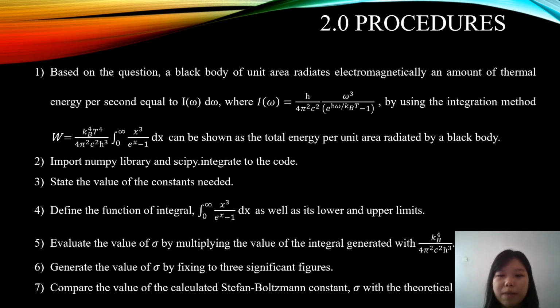We are to use the method of integration to prove that the work done in this thermal radiation is equal to k to the power of 4 t to the power of 4 divided by 4 pi square c square h to the power of 3 times the integration of x cubed divided by e to the power of x minus 1, integration from 0 to infinity.